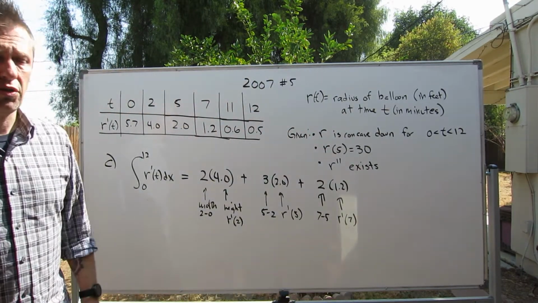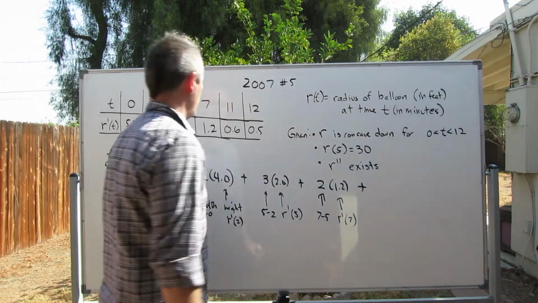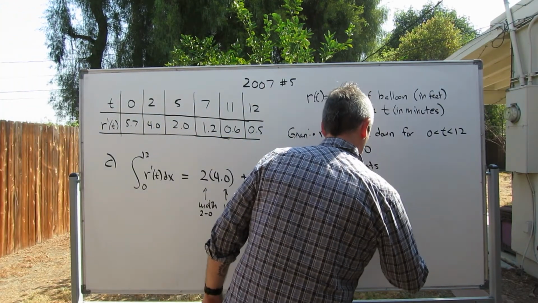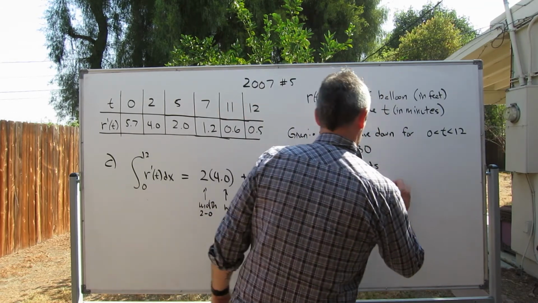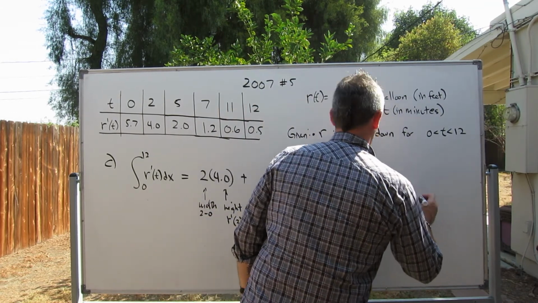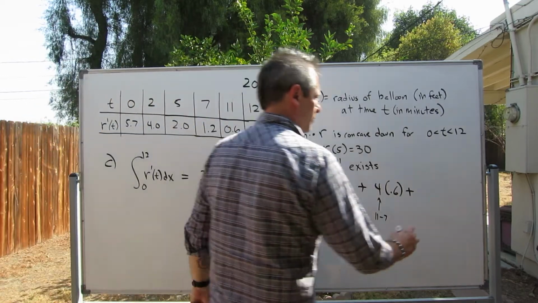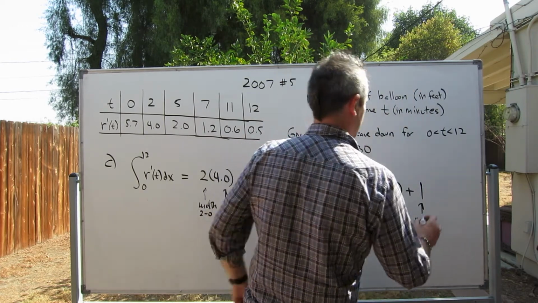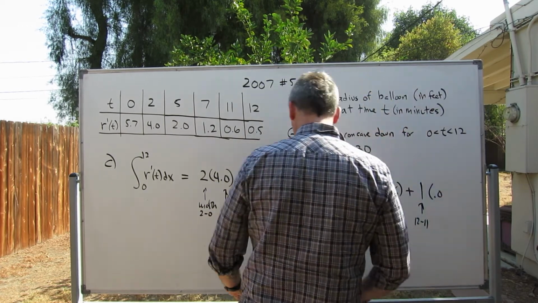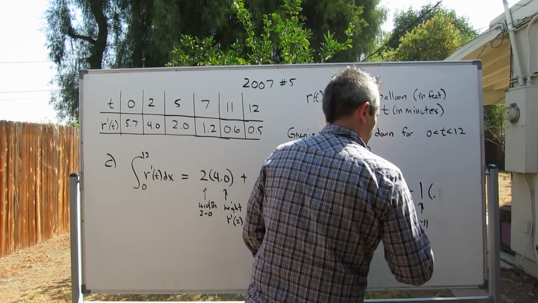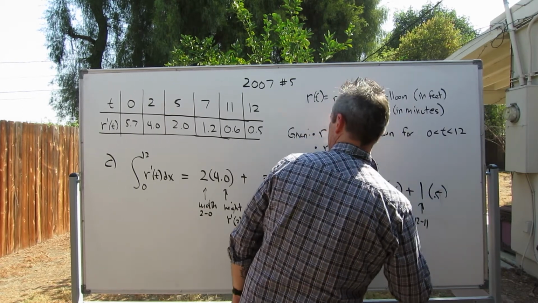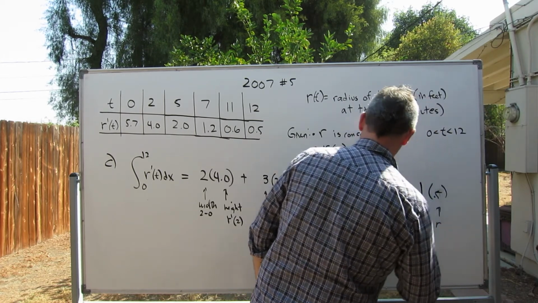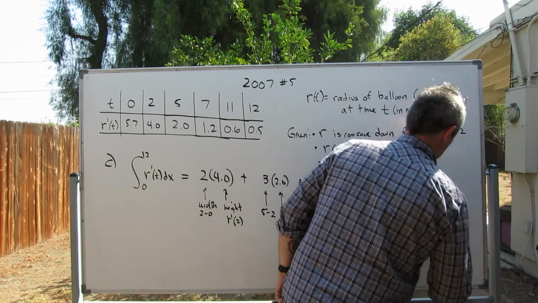We're up to 3 rectangles, 2 more to go. Plus, now we're going from 11 to 7. 11 minus 7 is 4, and the height this time is 0.6. One more to go. This time we're doing 12 to 11, a width of 1, 12 minus 11, and the height this time is 0.5. I should have said this is r of 11, and this one is r prime of 11. These are all r prime of 12.